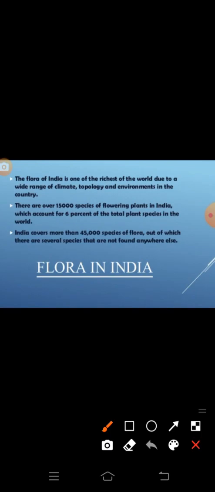The flora of India is one of the richest of the world due to a wide range of climate, topology and environments in the country. There are over 15,000 species of flowering plants in India, which account for 6% of the total plant species in the world. India has more than 45,000 species of flora, out of which there are several species that are not found anywhere else.